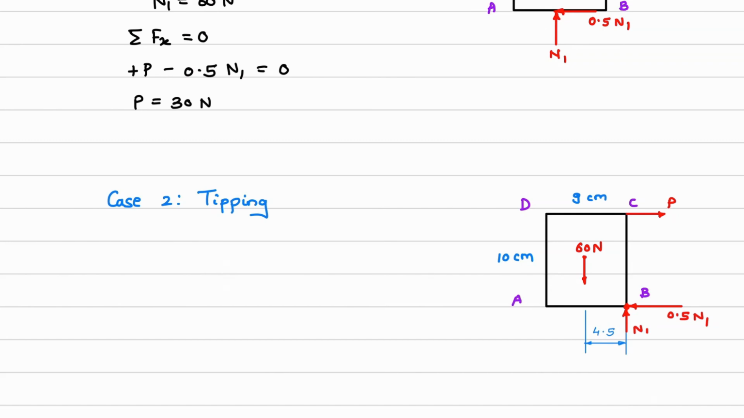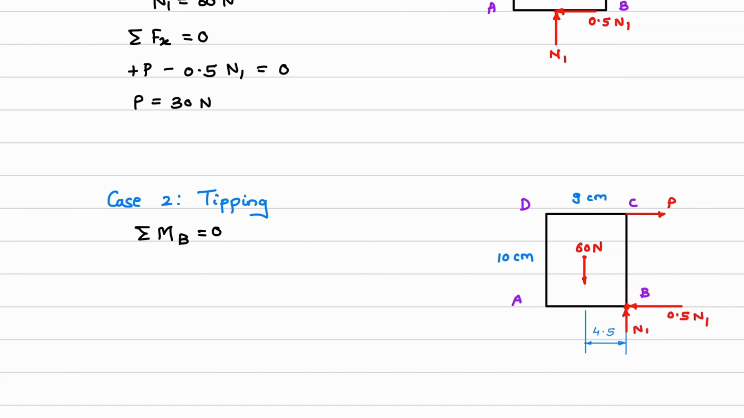Now since the block is tipping about point B, we have to consider moment about point B equal to 0. So we'll consider the condition of equilibrium, summation of moment about point B equal to 0. Now moment of N1 and friction force 0.5 N1 will be 0. Why? Because the line of action of both forces passes through point B.